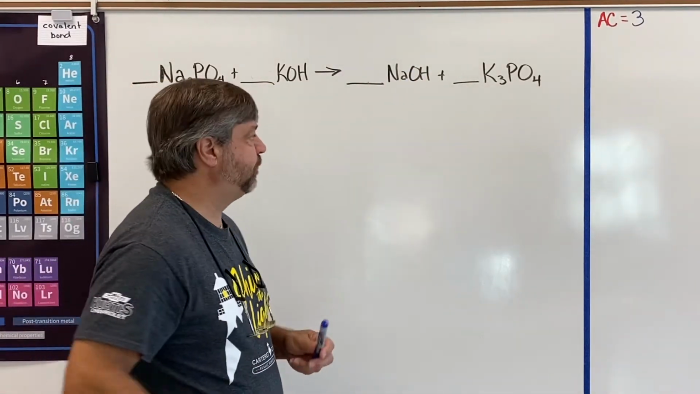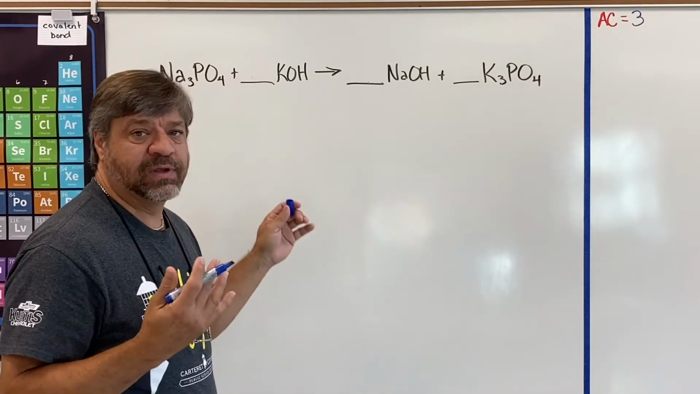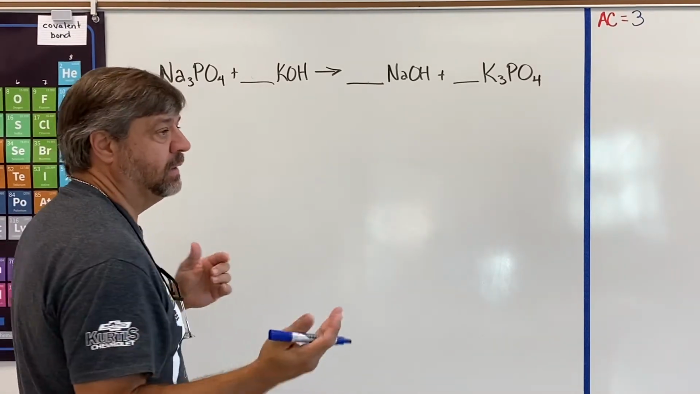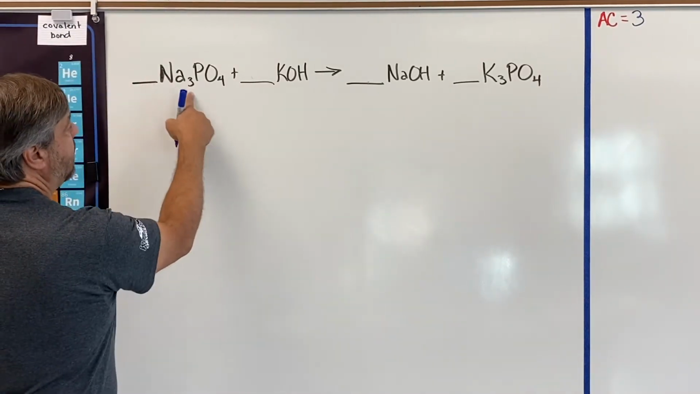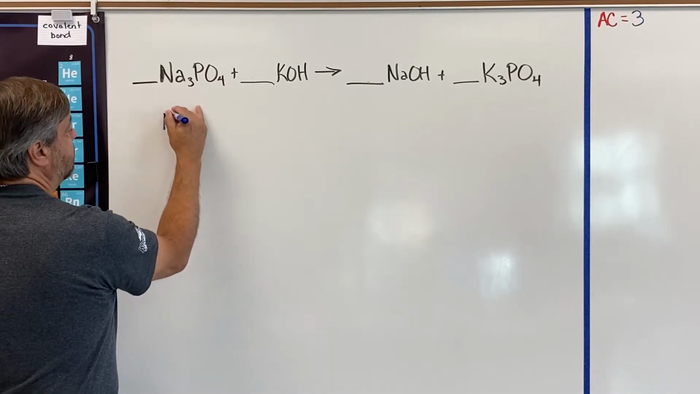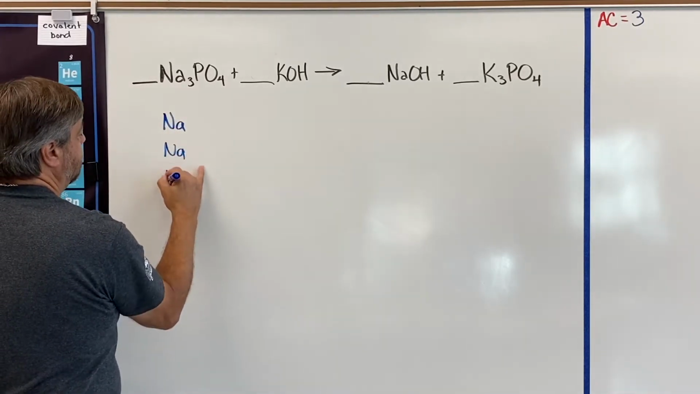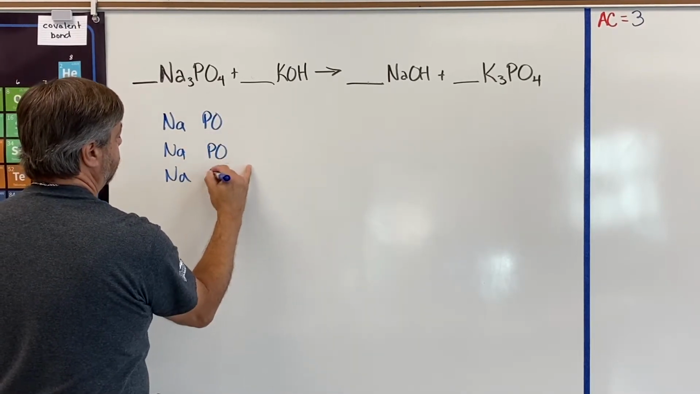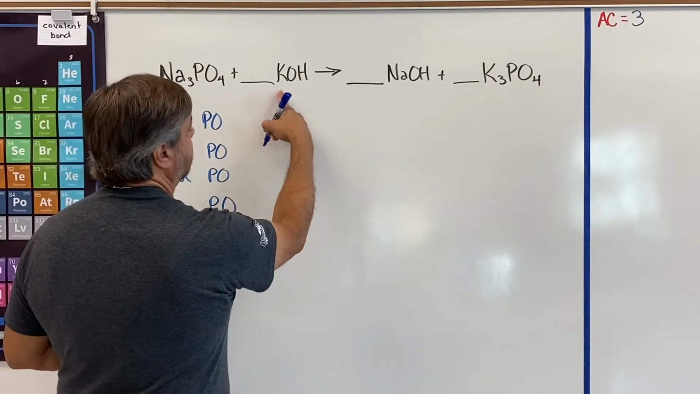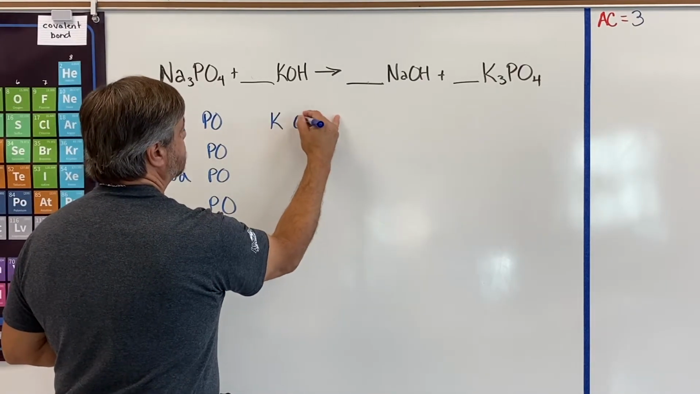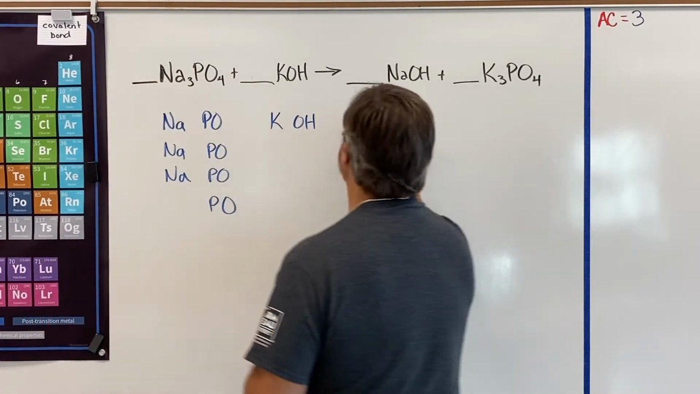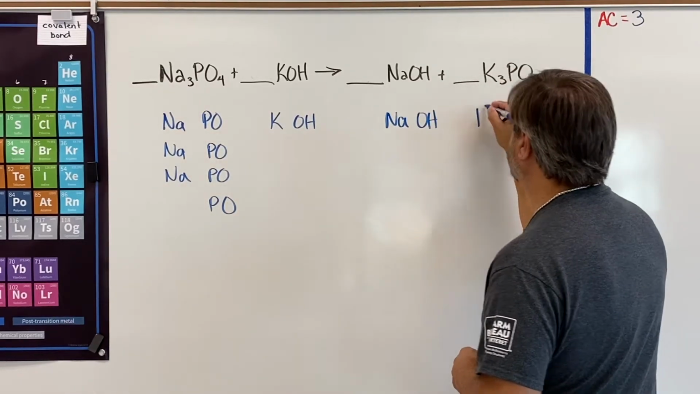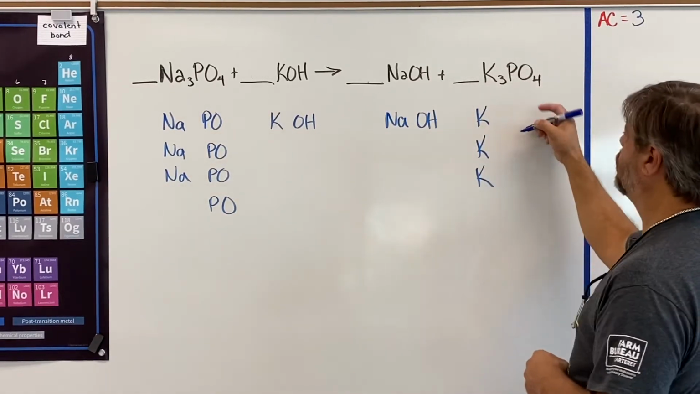So this is how I do it. I first start off saying, all right, what do I actually have on each side to start with? And I'm a very visual person and not a mathematical person, so this is how I lay it out. I have 3 Na, so I'm going to do Na, Na, Na. I have 4 PO. I have 1 K and 1 OH. Now over here, I have 1 Na, 1 OH, 3 K, and 4 PO.